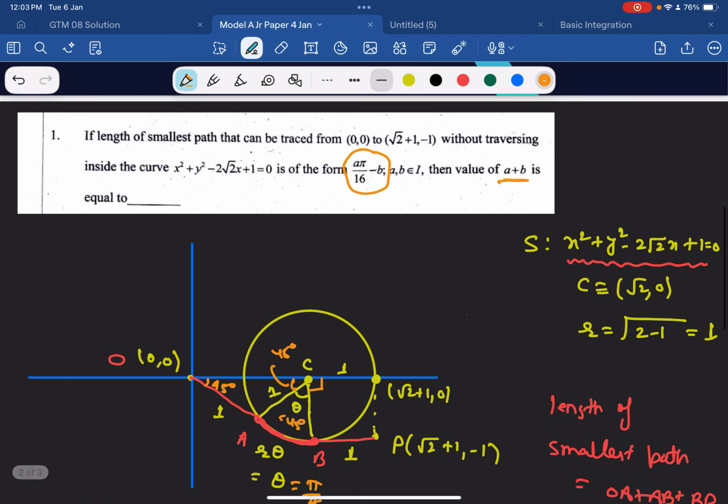What are they asking? They are asking a plus b. So we can write 4 minus 2, so that will be 2 we are going to get. So the final answer we are going to get is 2 itself.